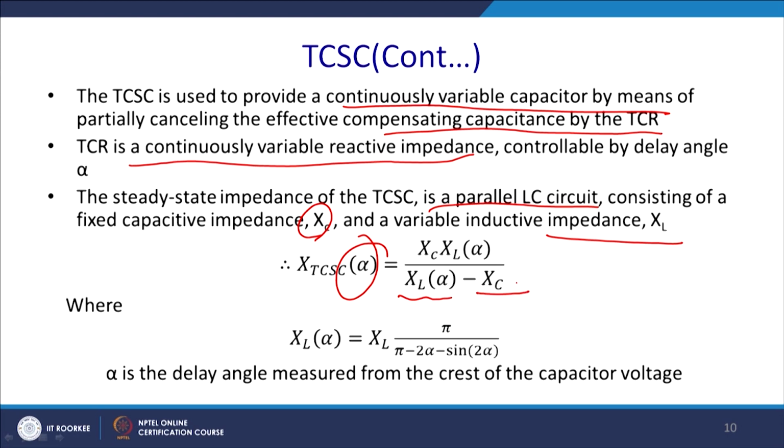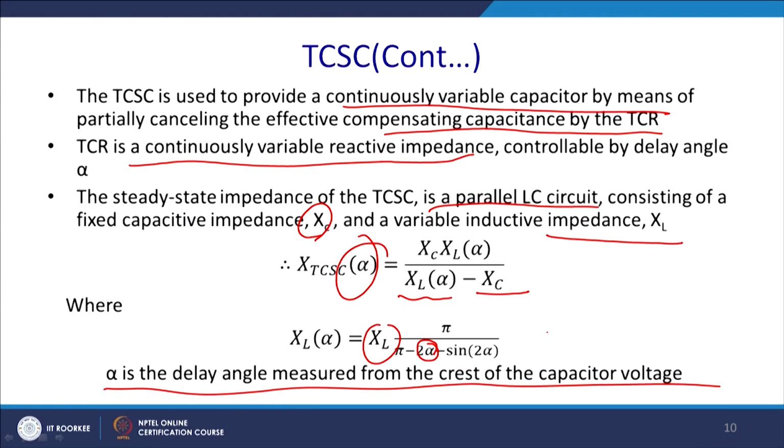So, that gives you XL(alpha) equal to XL by pi minus 2 alpha minus sin alpha. Alpha is the delay angle measured to the crest of the capacitor voltage. So, this is the expression where actually you can compute the amount of the XL, and accordingly you can compute the firing angle of the thyristor. Please note that this has to be solved since there is an alpha and sin alpha. So, this equation has to be solved by an iterative method.